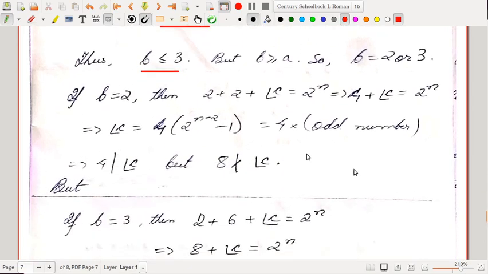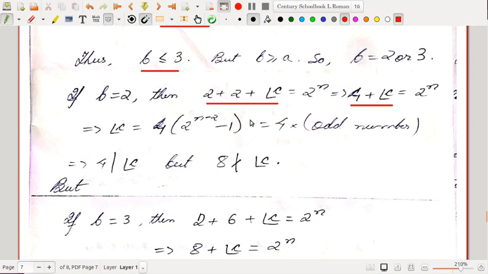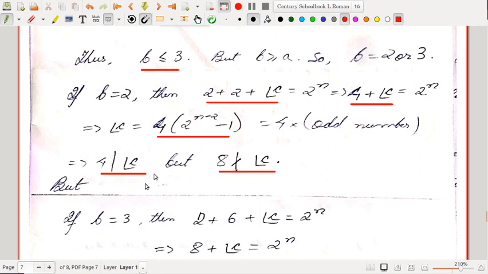If B equal to 2, then what is the problem? The problem is this. 2 plus 2 plus factorial C is 2 to the power n. That means 4 plus factorial C is 2 to the power n. So factorial C is 4 into some odd number, right? So 4 divides factorial C, but 8 doesn't divide factorial C. And you will see this is not possible.